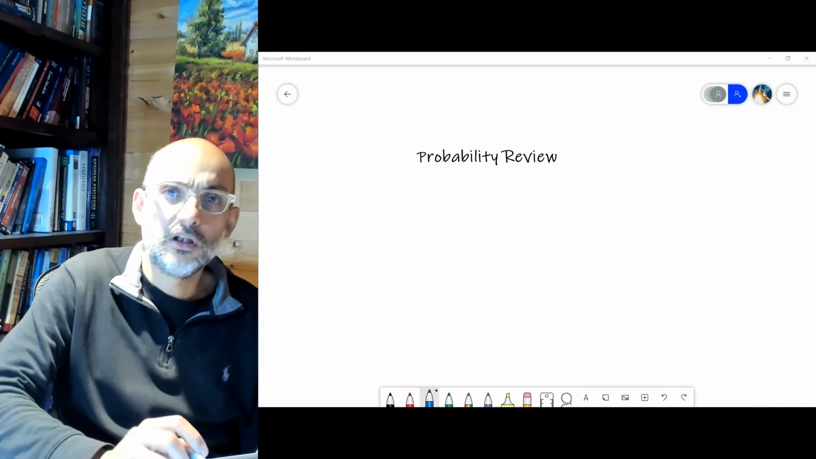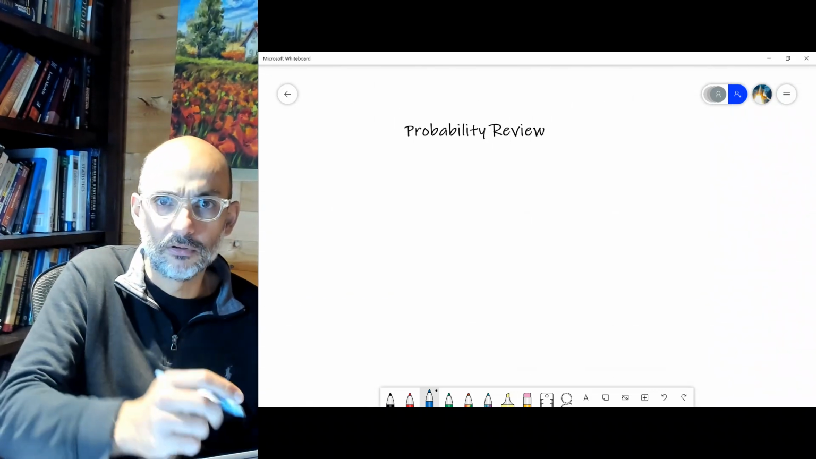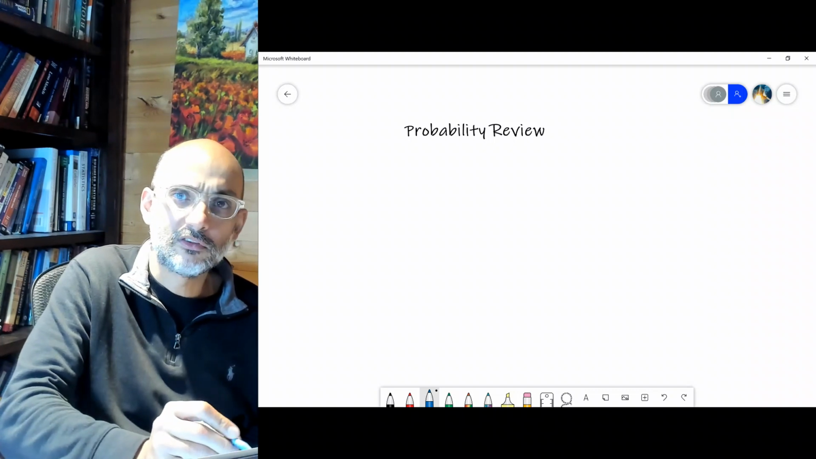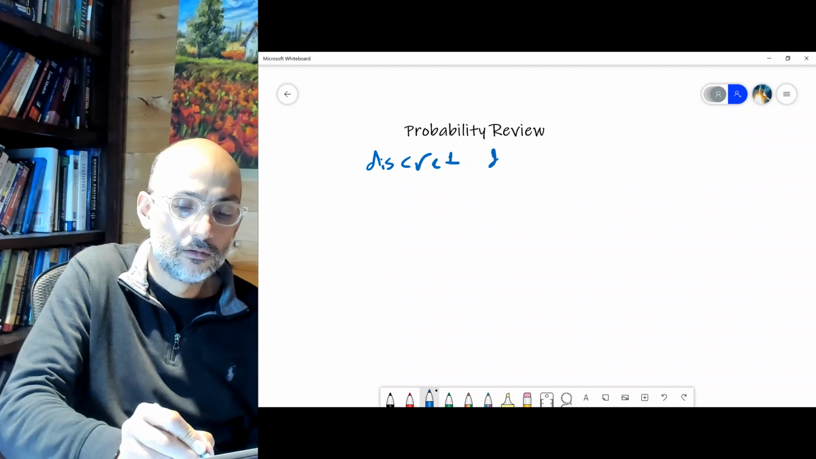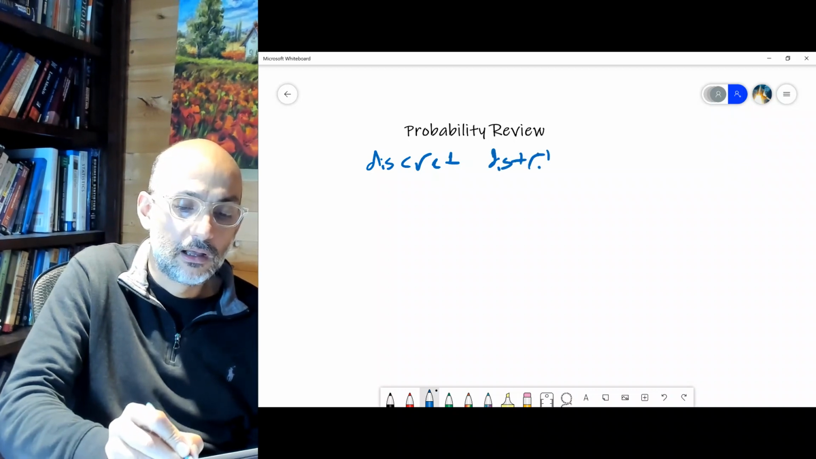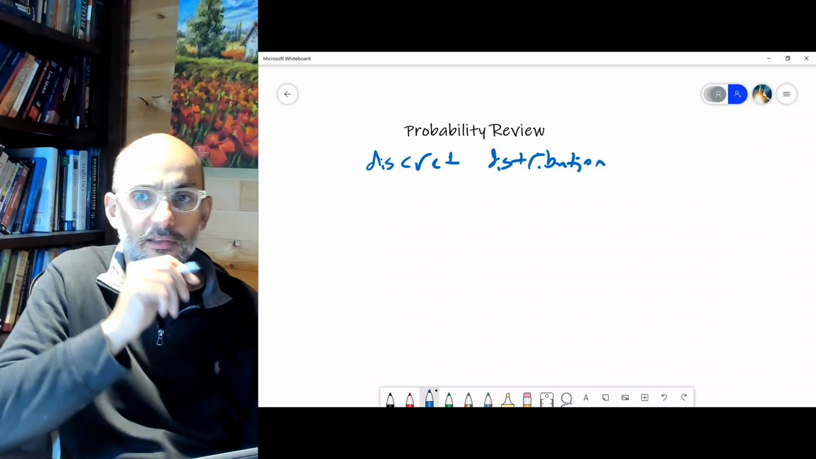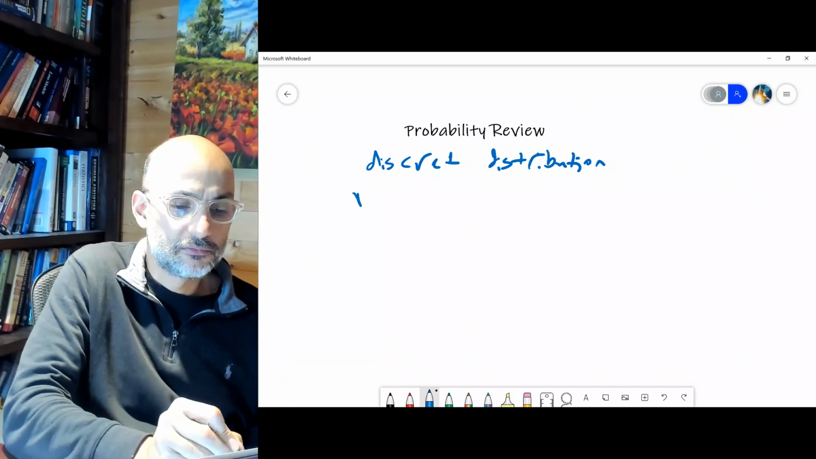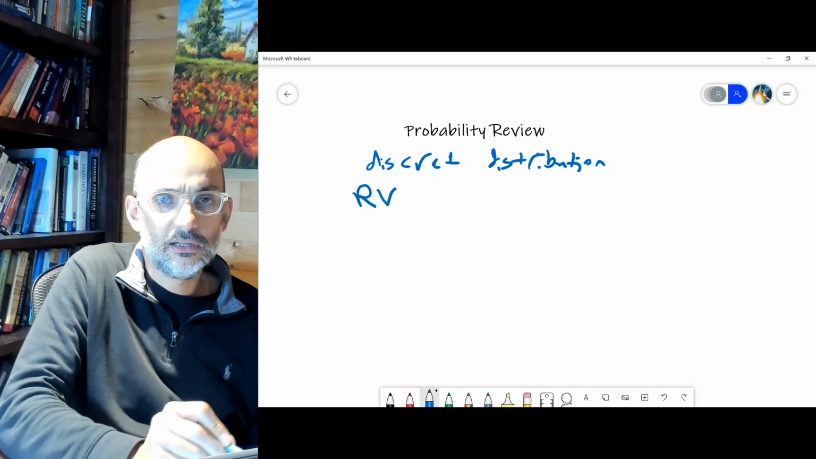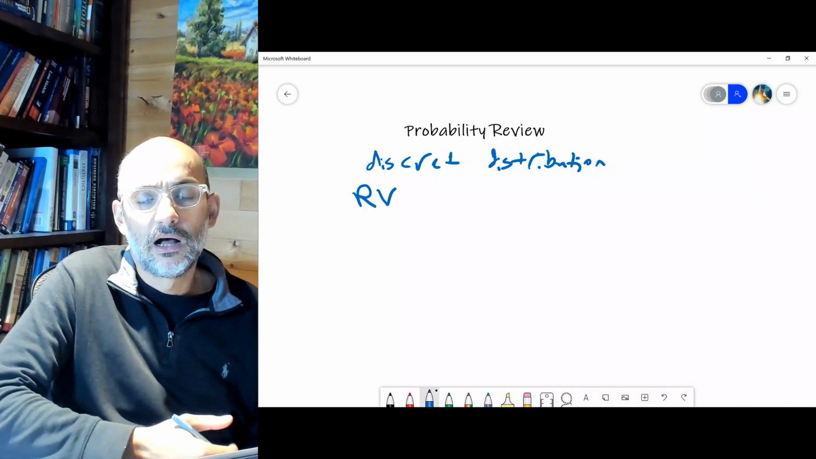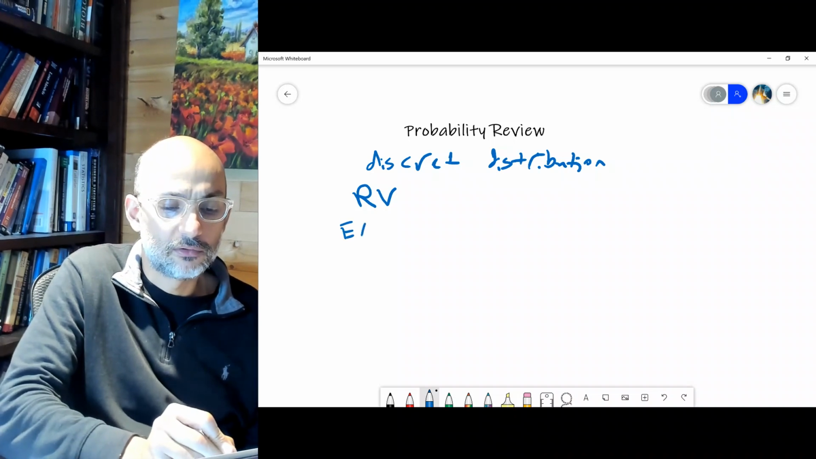When we discuss probability theory, we usually start by defining the random variable. Let's start with the discrete distribution, and let's define what we mean by random variable. A random variable is basically assigning a number to an outcome. So let's take one example to understand what we mean by this.